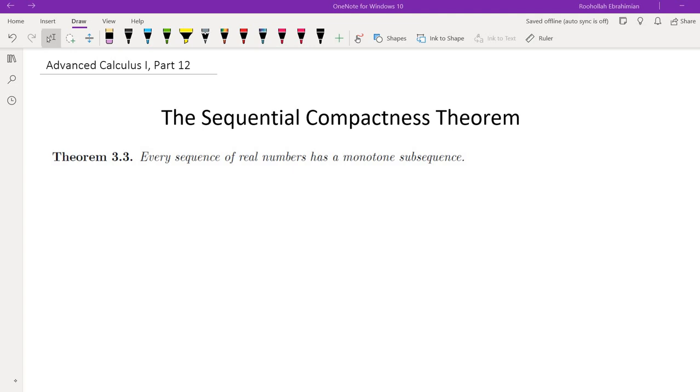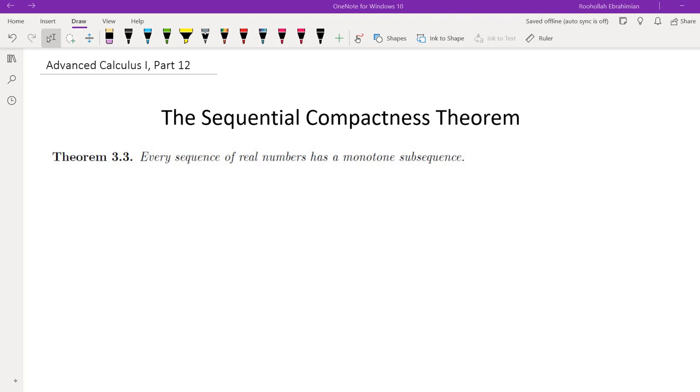Hello, the purpose of this video is to prove the sequential compactness theorem. Before I get started and talk about what the sequential compactness theorem is and proving the first theorem, theorem 3.3, let me talk about the importance of the sequential compactness theorem and what the bottom line is.